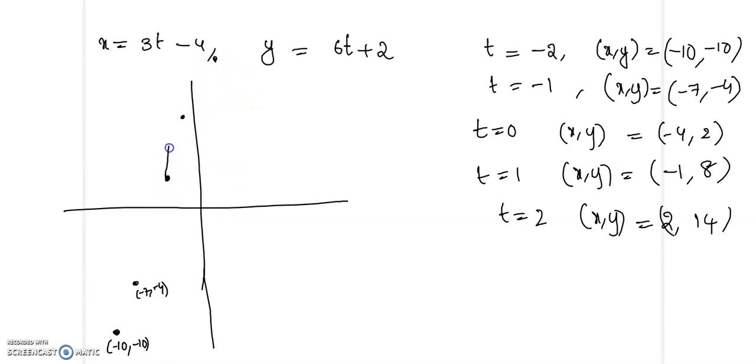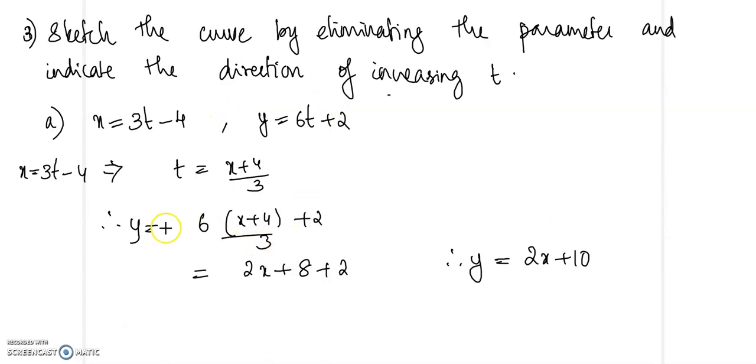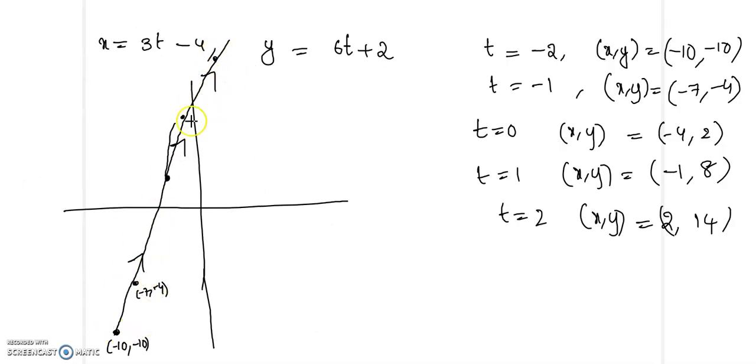So we join all the points, and you can see it will be the line which we have got. So this is the direction. As t increases, it is moving upwards. The line is being traced upwards, not in the downward direction. So this is how we obtain the required curve. We have eliminated the parameter, so the curve is y equal to 2x plus 10. As t increases, the curve is moving in the forward direction.